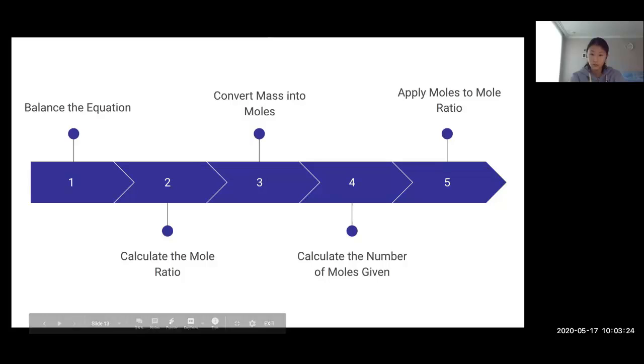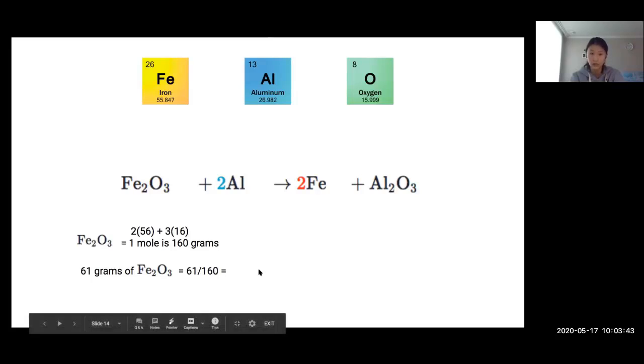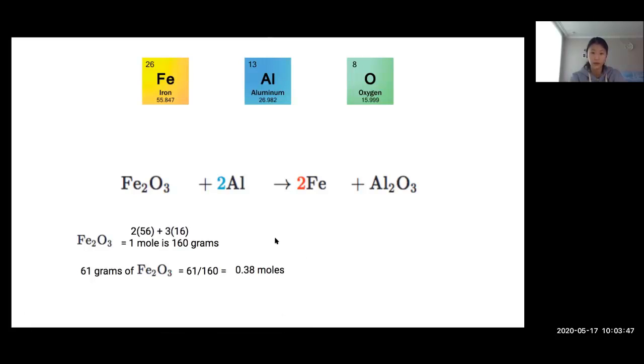The fourth step is to calculate the number of moles given. We can see that 1 mole of Fe2O3 is 160 grams. But the question is asking, what if we have 61 grams of Fe2O3? So we divide 61 by 160 to figure out the number of moles that we have. That is 0.38 moles of Fe2O3 that we're given.